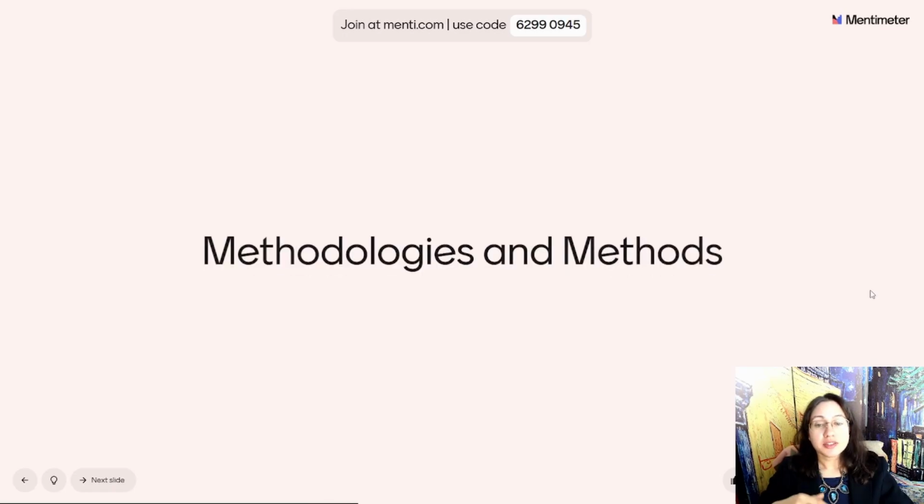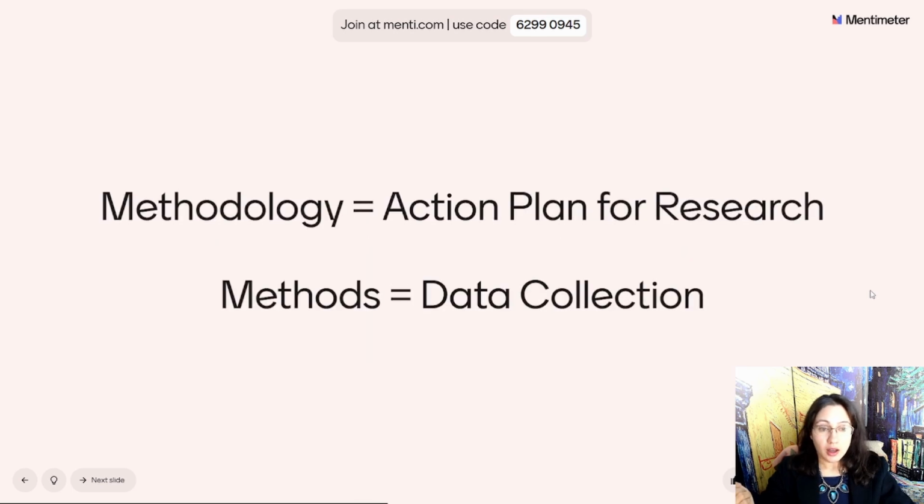Now, switching gears here to the methodologies and methods, because once you have your research question, once you figure out your ontology, your epistemology, if you're going to take a more positivist approach or a more qualitative approach, we get to come up with the methodology, which is the action plan for research. It includes the paradigm, the orientation, the methods, and also a plan for analysis as well.